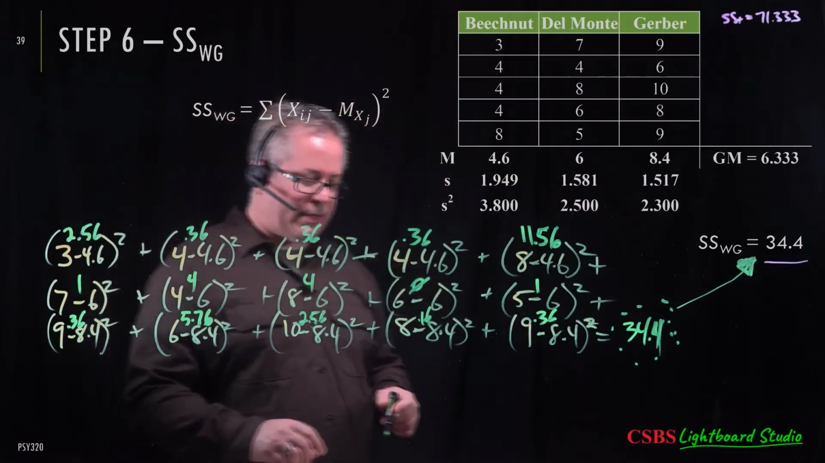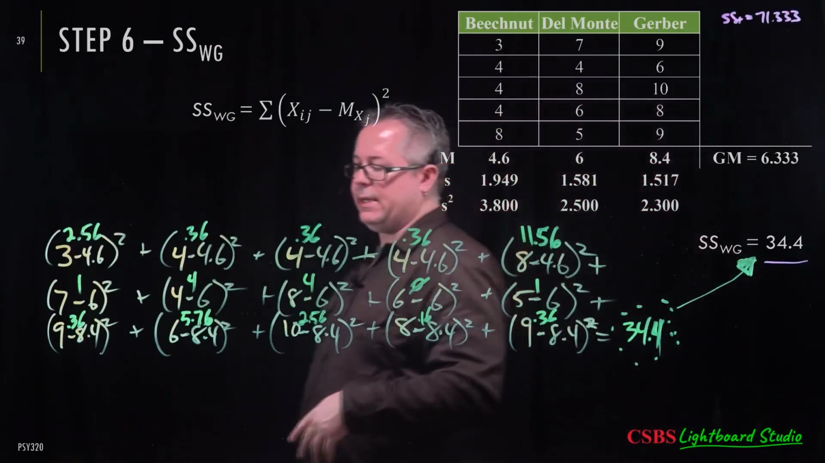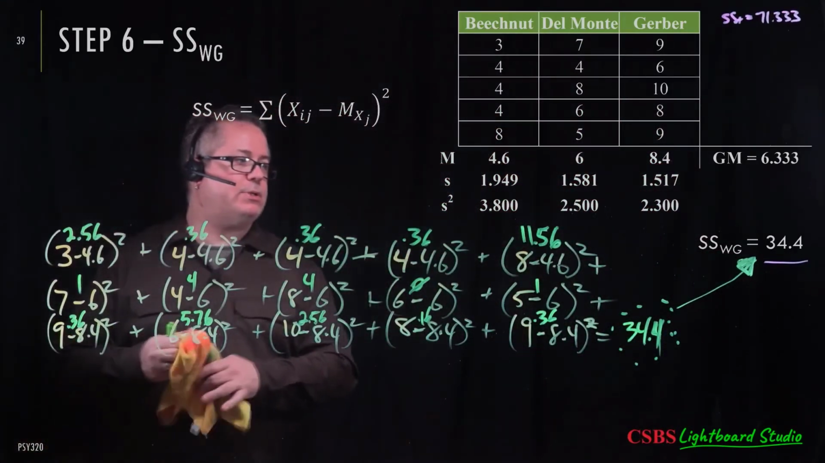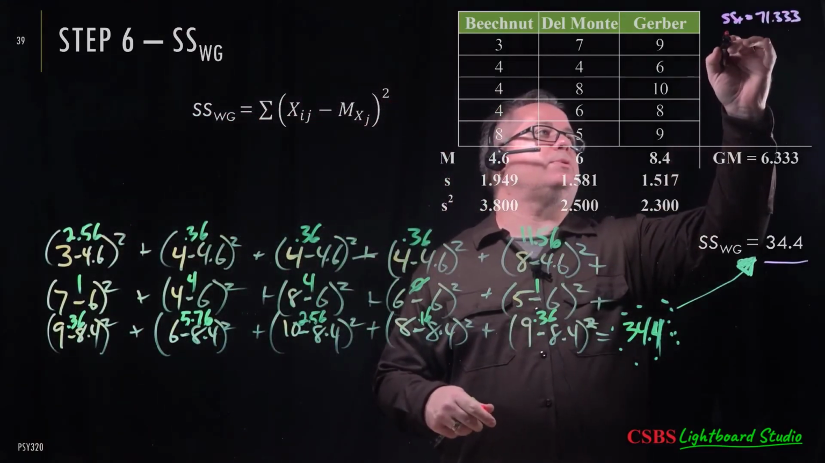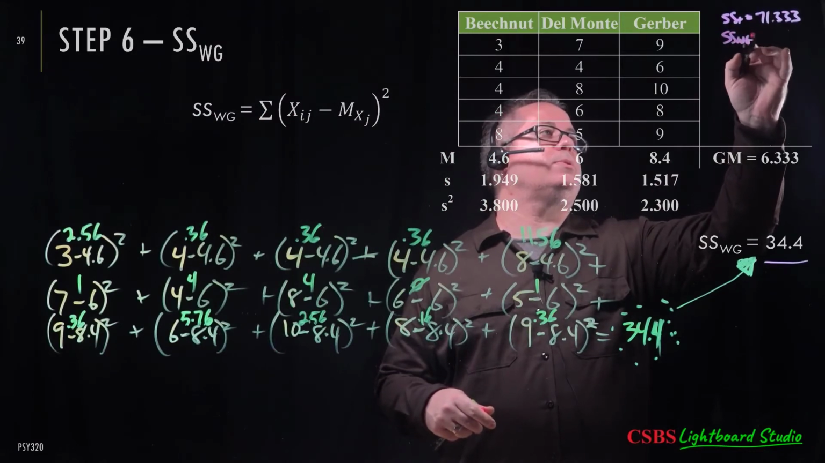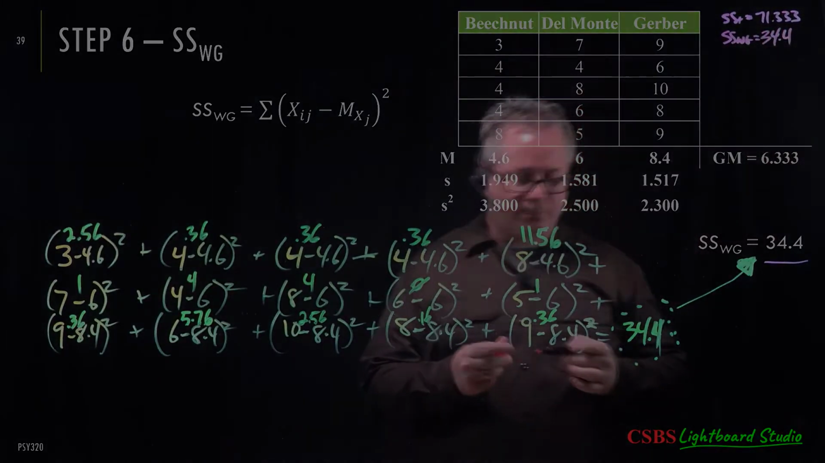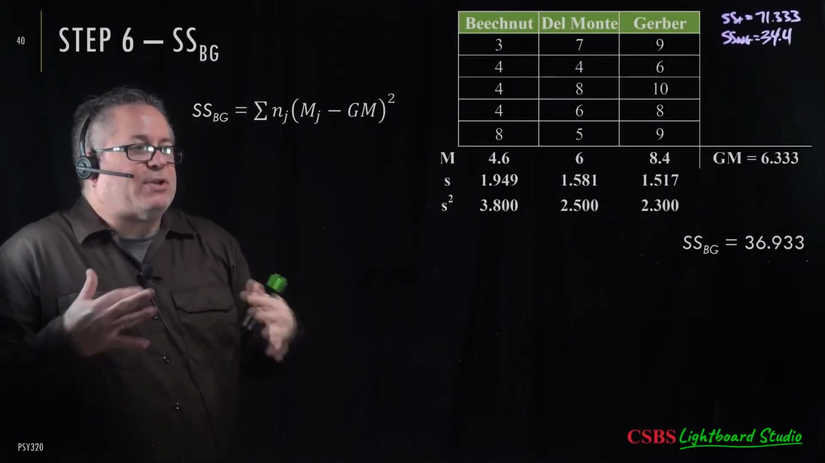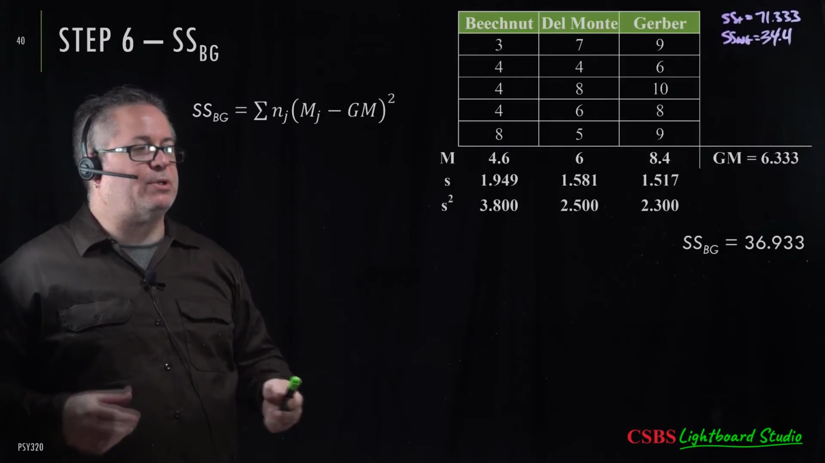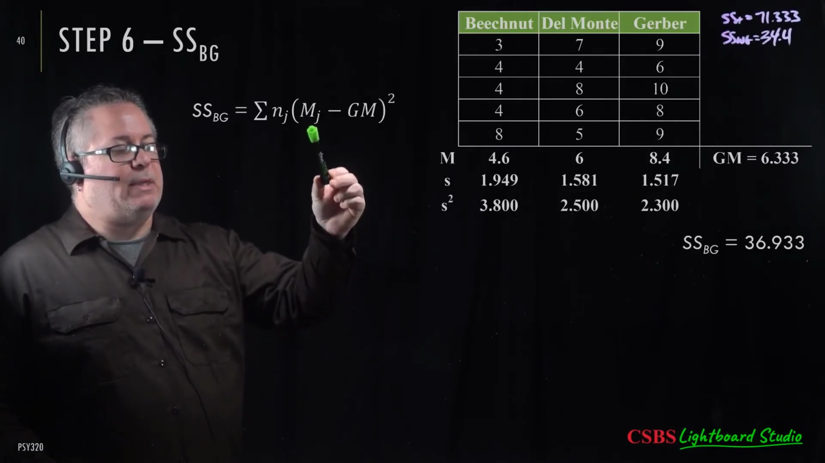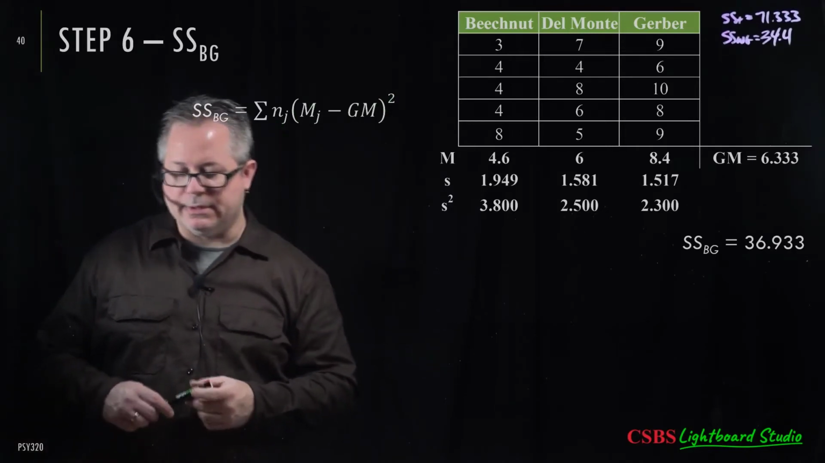Right, so it's just taking deviations of scores around their own group means, adding them up, and I get 34.4 as my answer. So I'm going to write that up here as well. So sum of squares within groups equals 34.4. Alright, so for the main attraction, the sum of squares between groups, it's actually a much easier time. You've got the mean of each group minus the grand mean squared multiplied by n each time. It's not too bad.